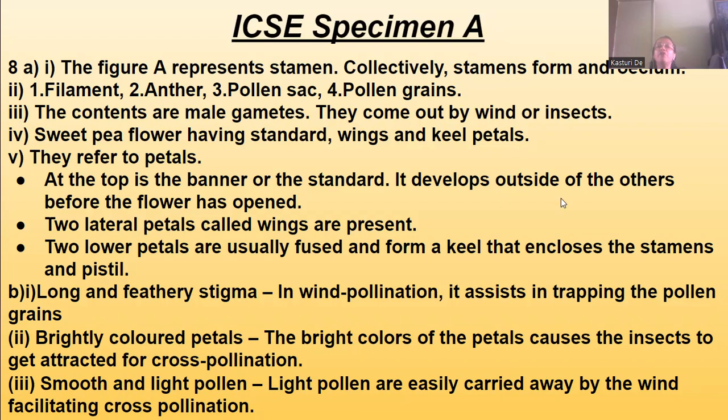Now, they refer to the petals. At the top is the banner or the standard. It develops outside of the others before the flower has opened. The two lateral petals are the wings, and the lower petals are the keel petals, that enclose the stamens and the pistil.